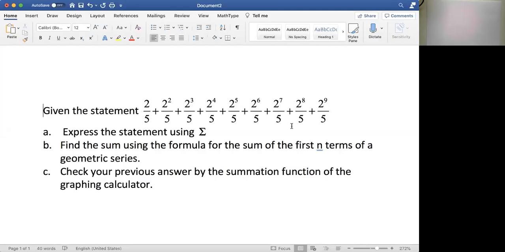So this question, we have the statement 2 over 5 plus 2 squared over 5 plus 2 cubed over 5 all the way to 2 to the 9th over 5. We want to express that statement using sigma notation. We want to find the sum using the formula for the sum of the first n terms of a geometric series, and then check that using a calculator. Let's go ahead and write that down.